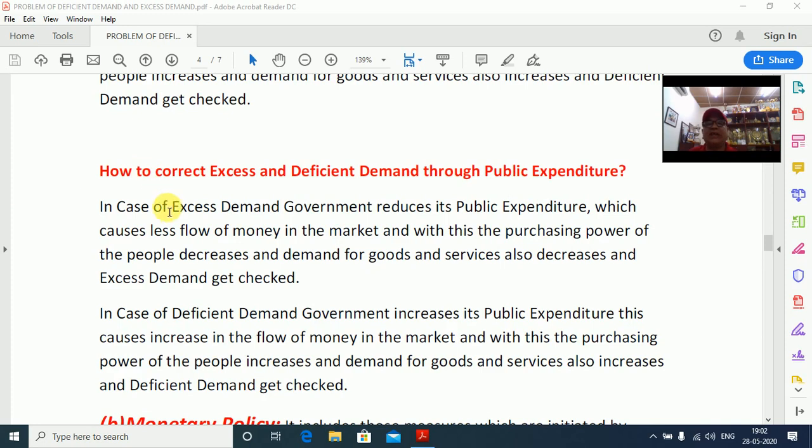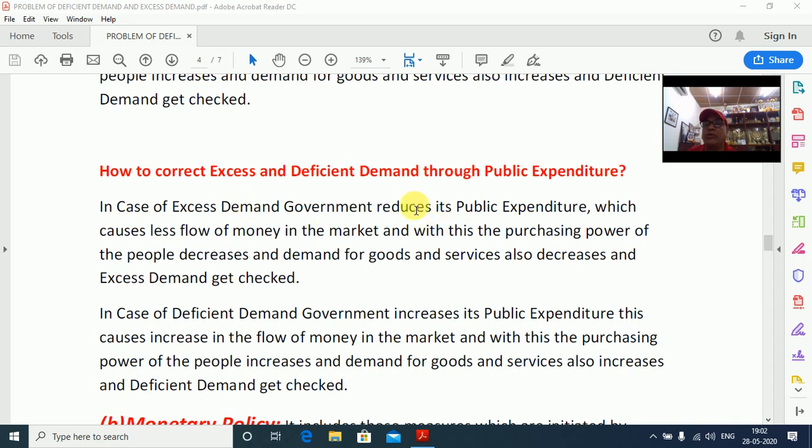Public expenditure means government expenditure on public welfare, public work, subsidies, okay, defense. That is called public expenditure. If there is an excess demand, what will government do? Will government spend more in the market or less in the market? If government spends more in the market, more money will come from government to the public, and that will increase their purchasing power. But in excess demand, what does government want? To decrease the purchasing power.